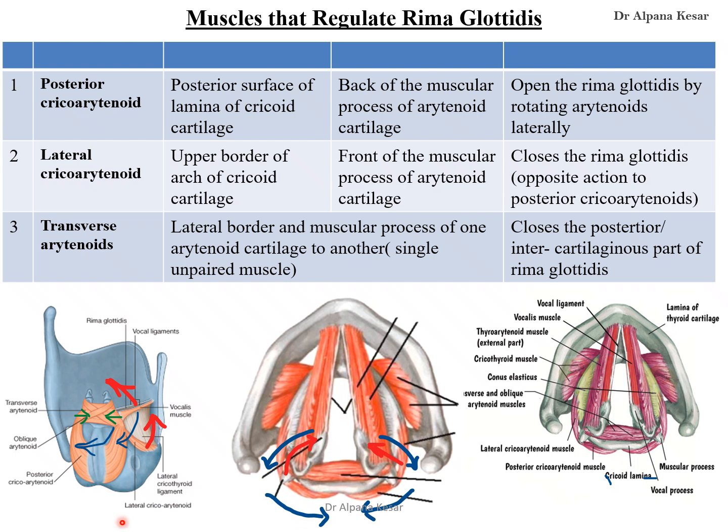The transverse arytenoid takes origin from the lateral border and the muscular process of one arytenoid cartilage and runs to the other. When this muscle contracts, it will bring the two arytenoid cartilages towards each other. When the two arytenoid cartilages along with their muscular processes move towards each other, it will close the intercartilaginous part of the Rima Glottidis. So it will bring the two vocal processes along with the vocal cords close to each other, closing the Rima Glottidis.